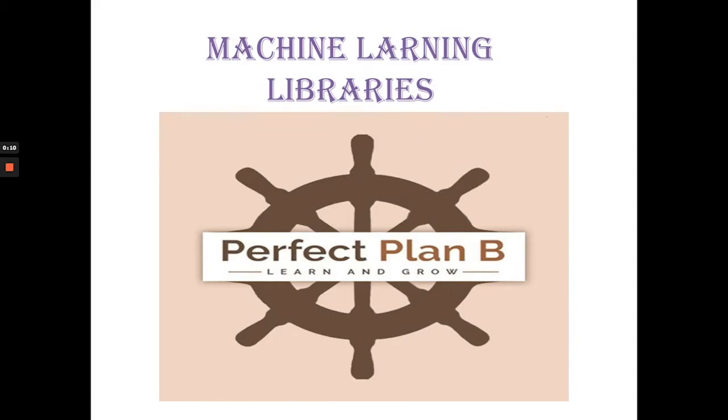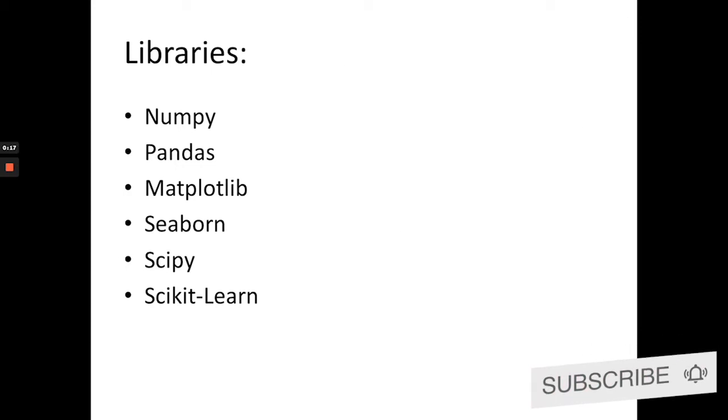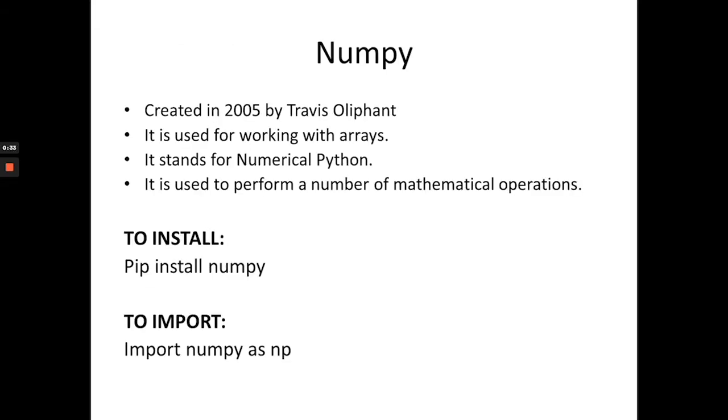Today we are going to discuss the most important machine learning libraries. The following libraries are widely used ones, which are NumPy, Pandas, Matplotlib, Seaborn, Scipy, and Scikit-Learn. Now we are going to learn what these libraries are and how we can use them to solve a problem. So first, NumPy.